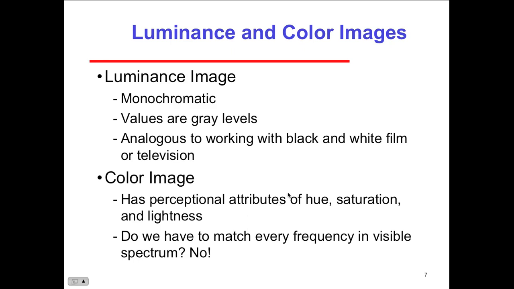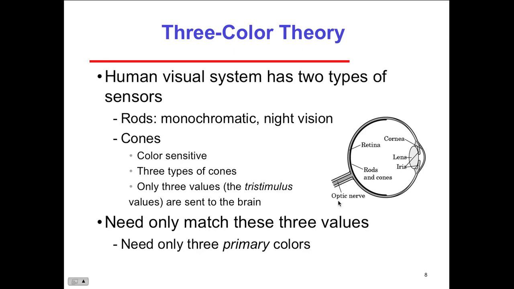Do you have to match every frequency in the visual spectrum? No, you approximate. And you have algorithms that run that do some approximate matching for you. So we have a three-color theory that we're working with. Human visual systems have two types of sensors. We have rods and cones. The rods are monochromatic, night vision. And then the cones are the color sensitive. Three types of cones, only three values that are sent to the brain.